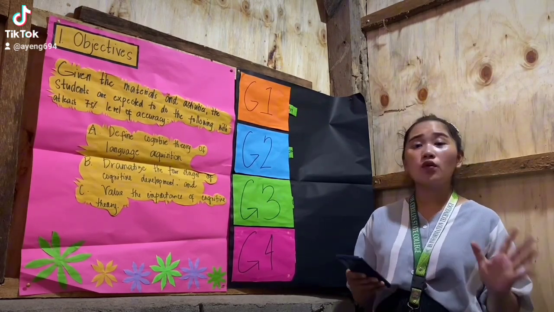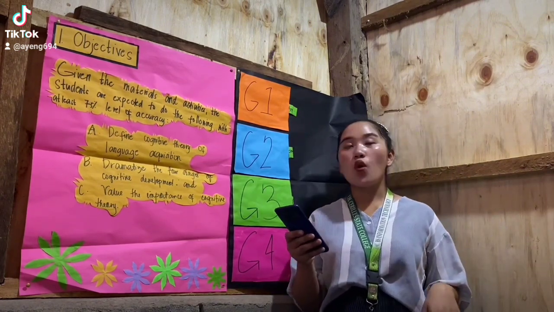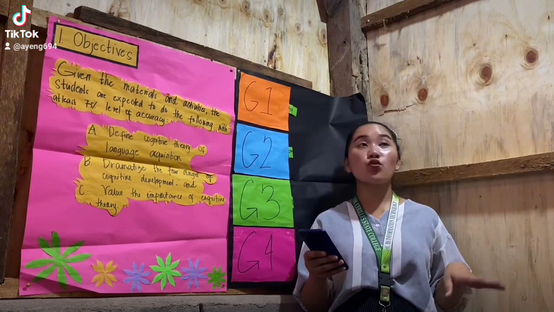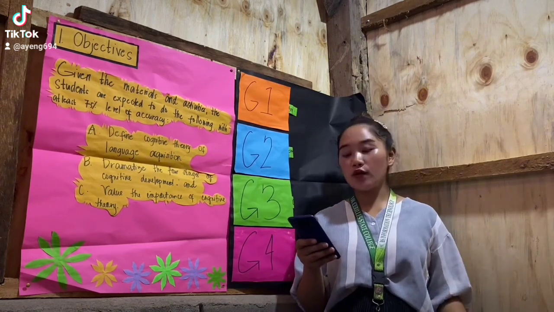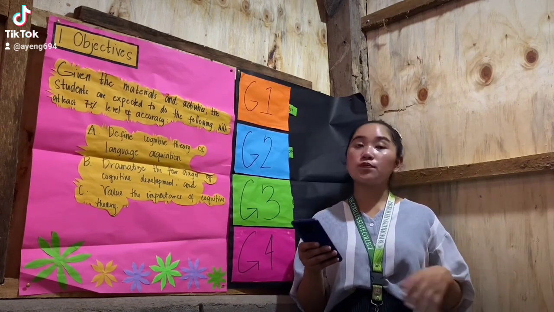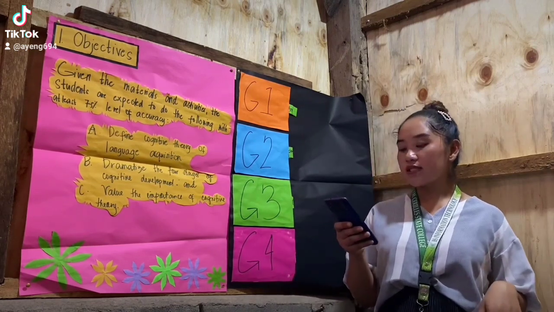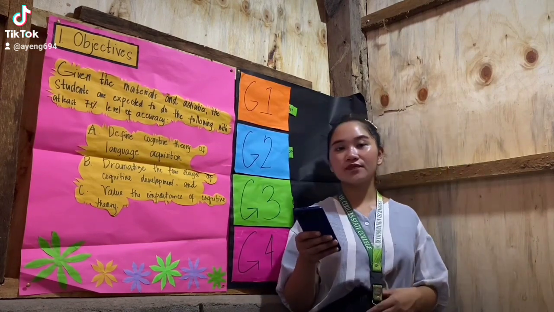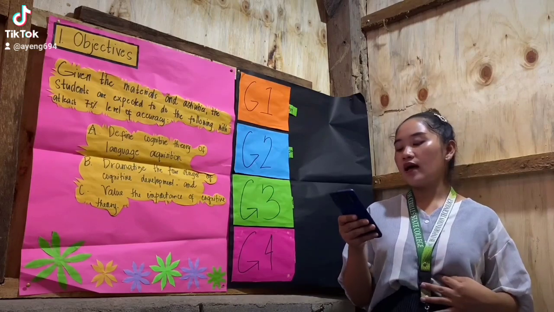So very good. It is a method of learning that uses rewards and punishments. Through operant conditioning, behavior that is rewarded is likely to be repeated, while behavior that is punished is less likely to happen. So class, do you have any questions or clarification about our previous lessons? None, ma'am. Okay. If none, let's proceed to our next lesson.